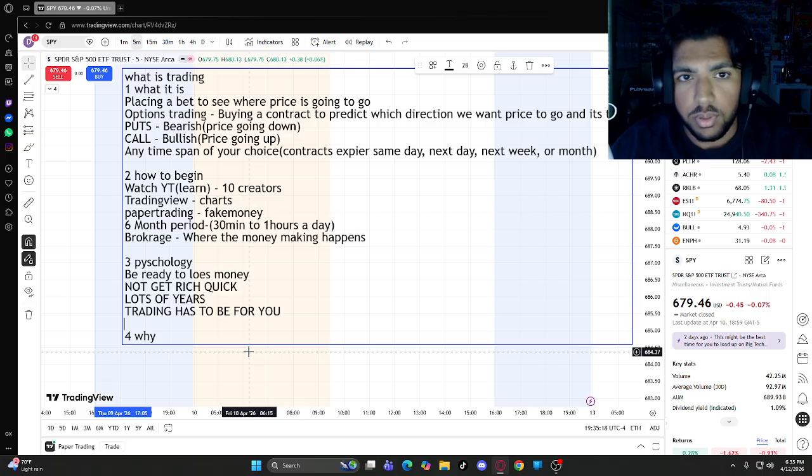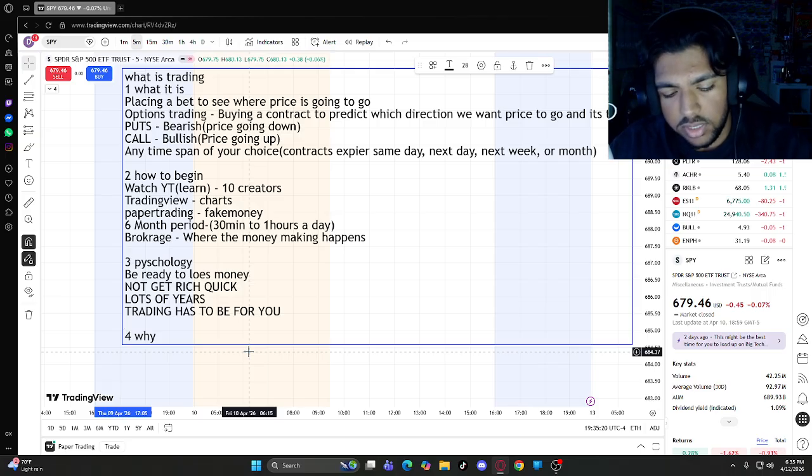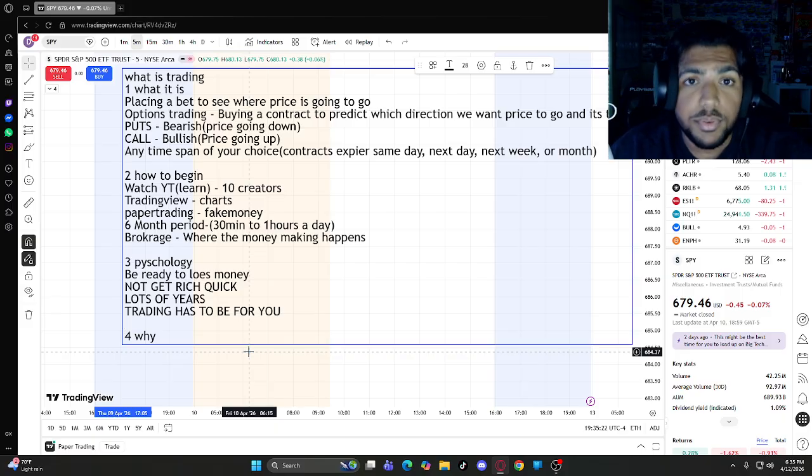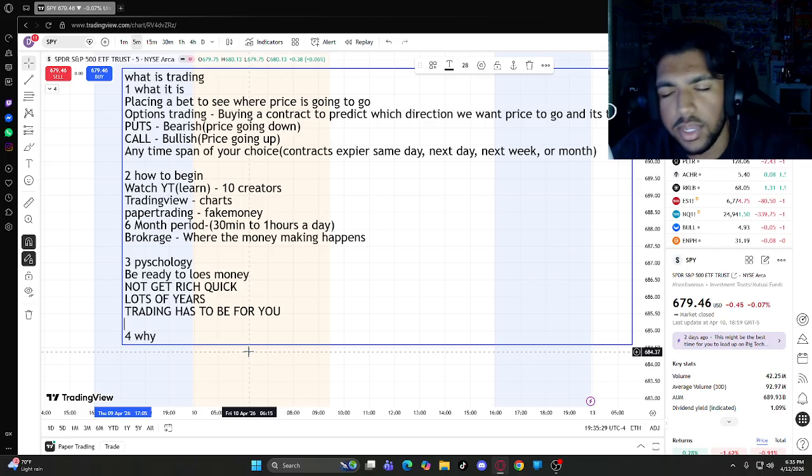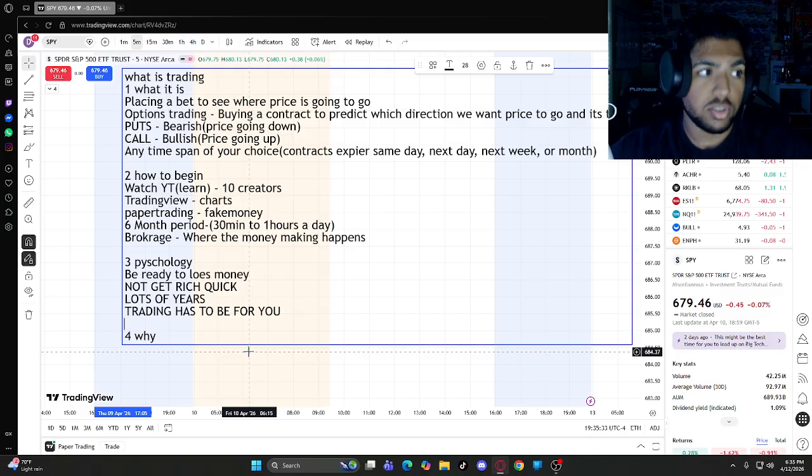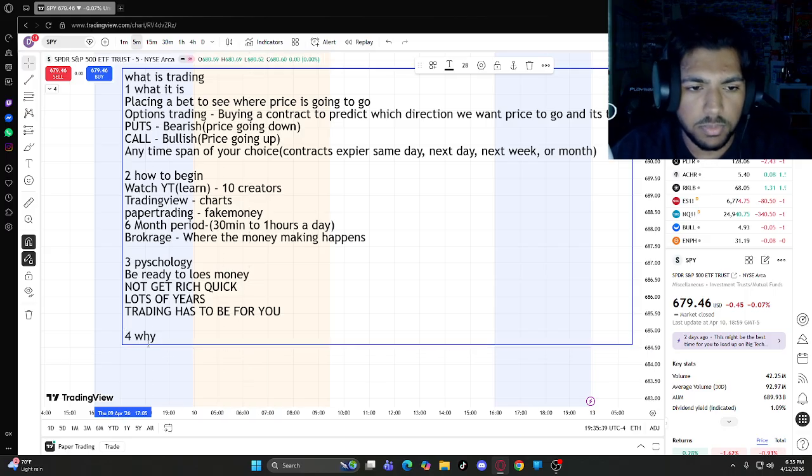Trading has to be for you. And trading is a resemblance of you. If you have a gambler mindset and you go into the charts with a gambler mindset, you're going to fail. You're going to blow all your money. You're going to blow all your accounts. You are a reflection of how you trade. Trading is a reflection of you. If you don't have good psychology and good discipline, you won't make it in this space.